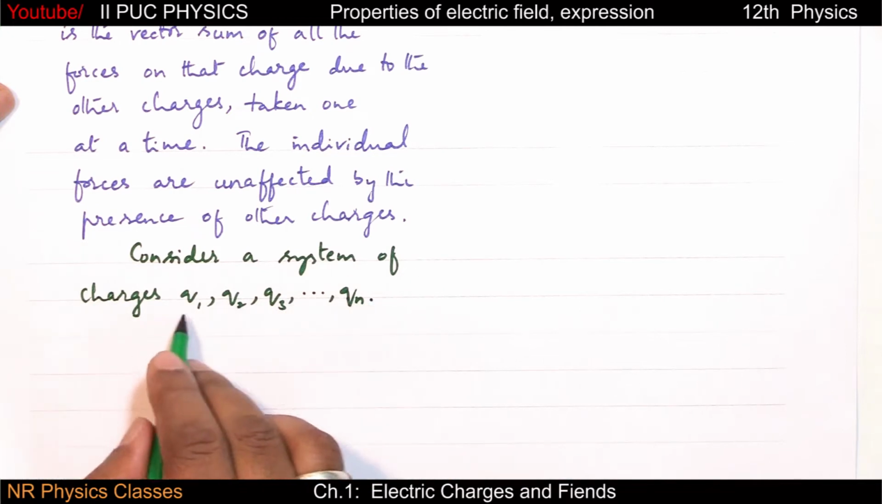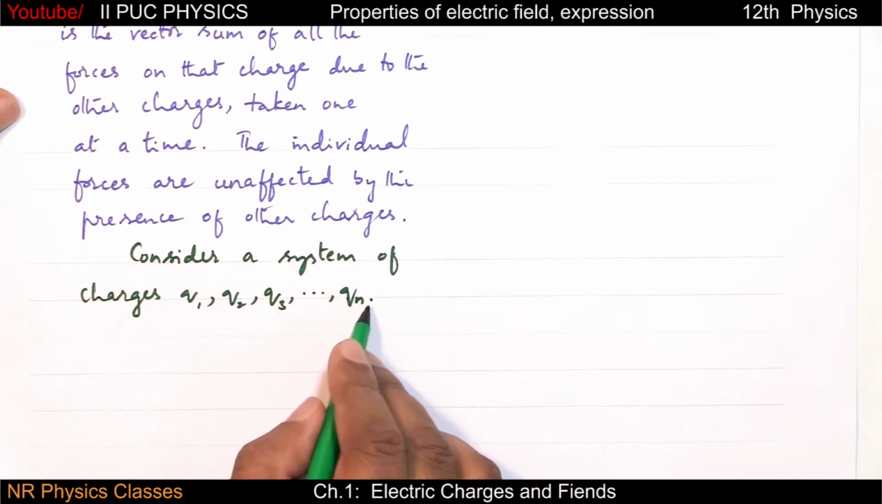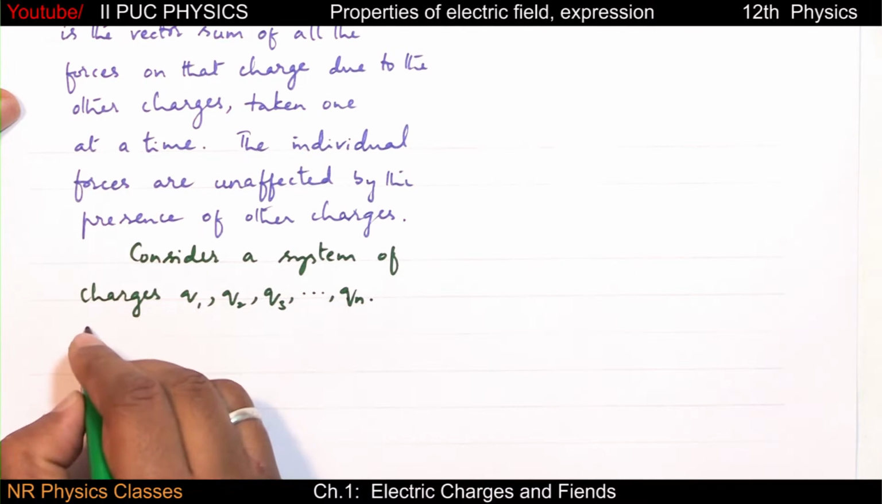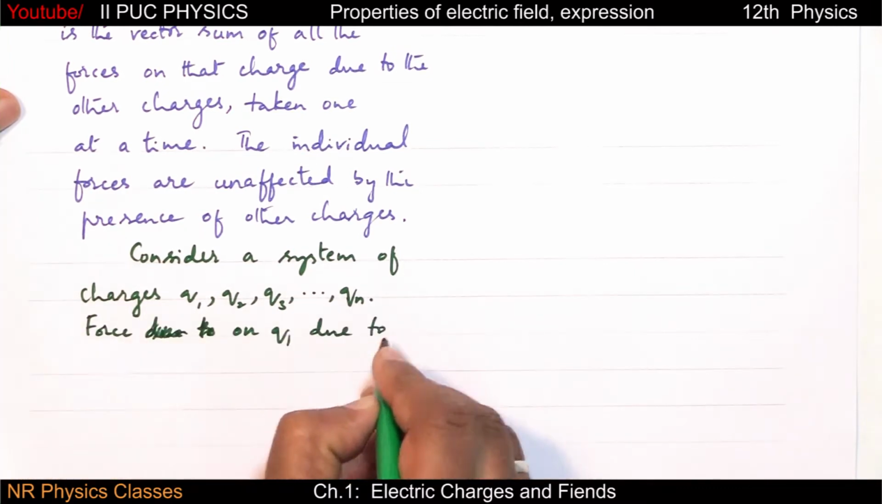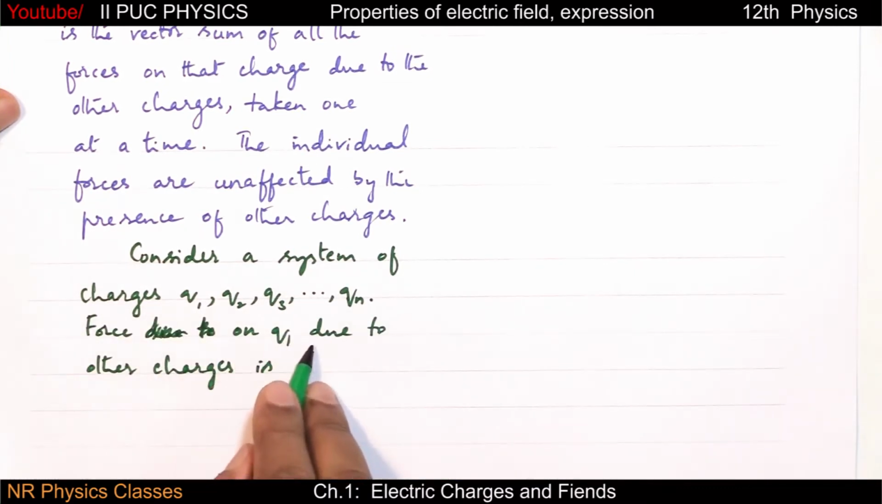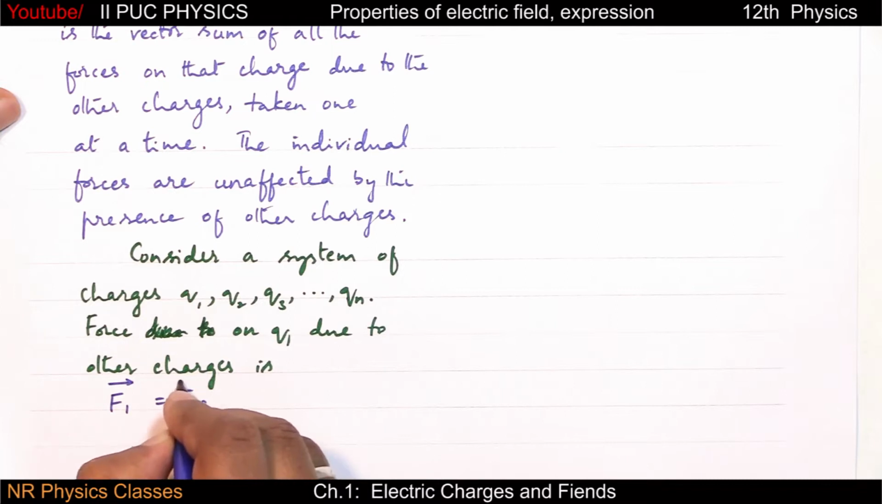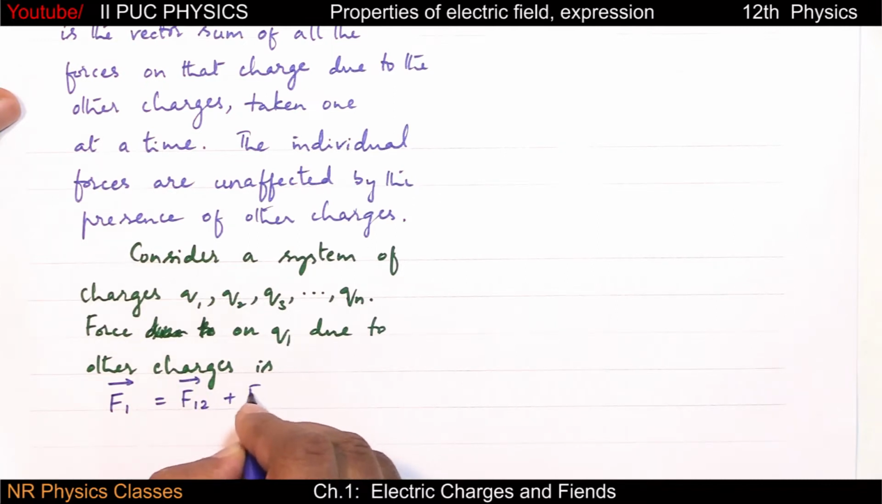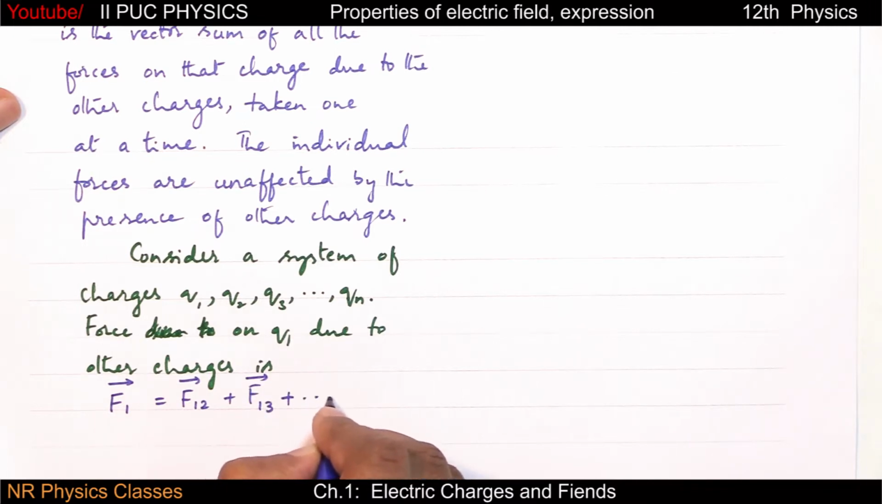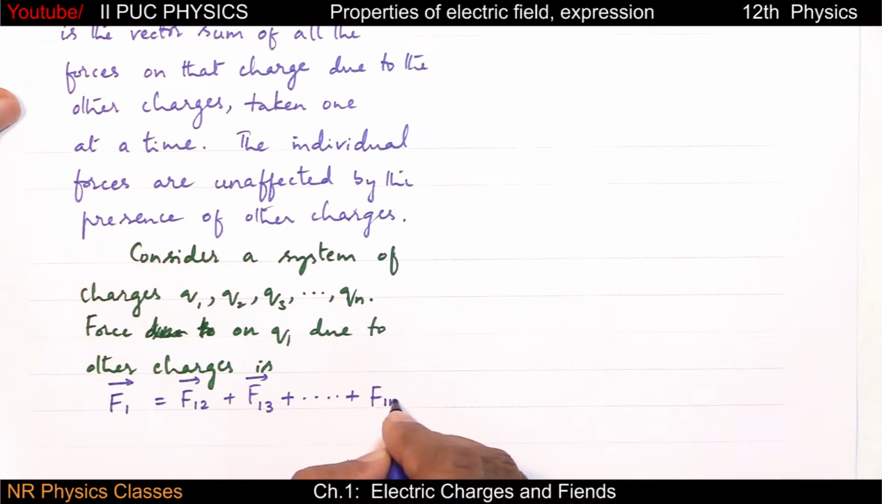Consider a system of charges Q1, Q2, Q3, etc., Qn. Force on Q1 due to other charges is force on Q1 equal to force on Q1 due to Q2 plus force on Q1 due to Q3 plus etc., plus force on Q1 due to the nth charge.